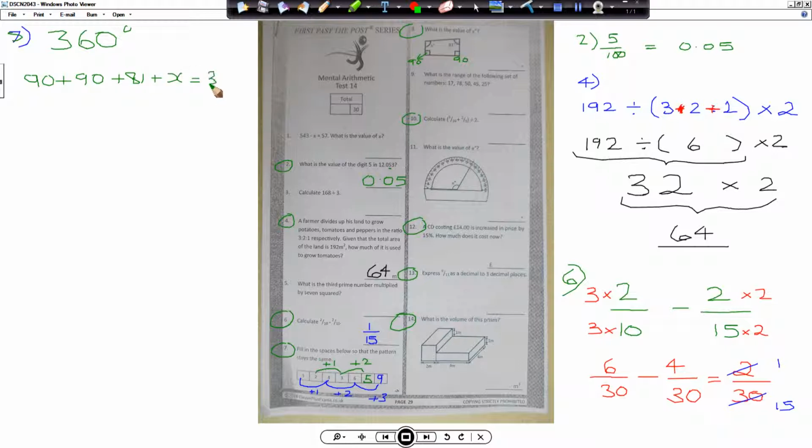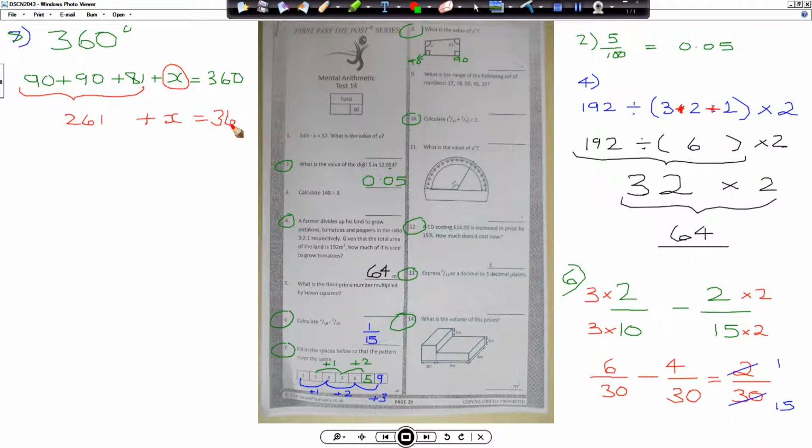That's us forming an equation. Okay. Now we need to work out the value of this x. So first of all, let's simplify all of this. 90 add 90 is 180. 180 add 81 will give, 180 plus 80 is 260, and then add the 1 is 261. So 261 plus the required angle will give us 360.